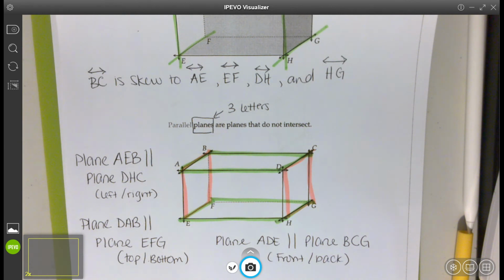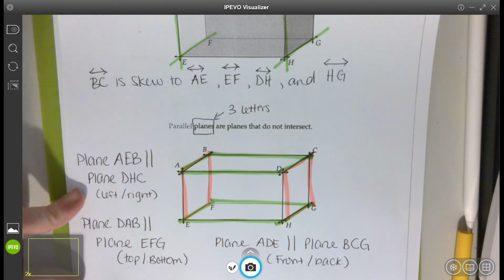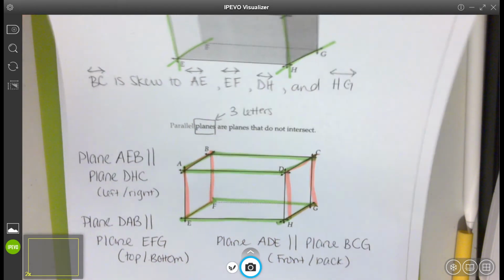All right, make sure again you're naming it correctly. Make sure you're using capital letters, three combinations of the letters, using your parallel symbol. What I have in parentheses is just a reminder of what we were using so it doesn't get too confusing. All right, let's go on to our next example.